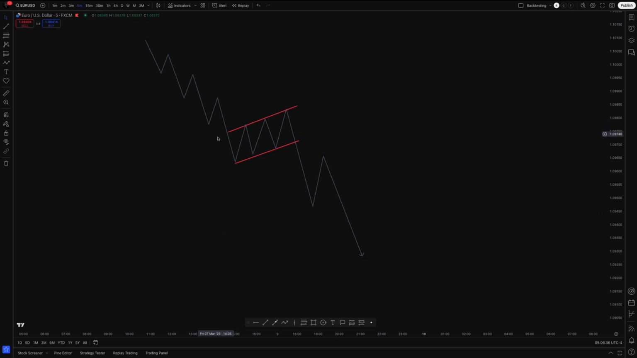Now, what is a flag pattern? It really looks like a flag with a pole. This looks like an upside down flag, of course. This is a pole and this is a flag, all right? So we use these trend lines as boundaries for our flag pattern.